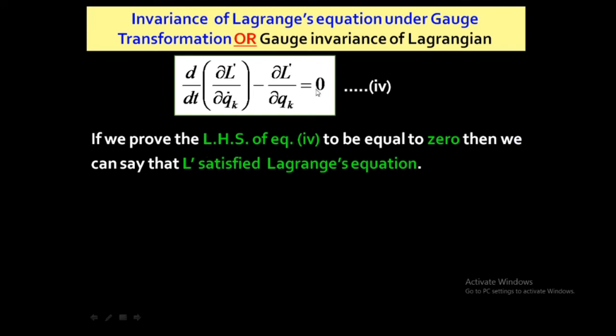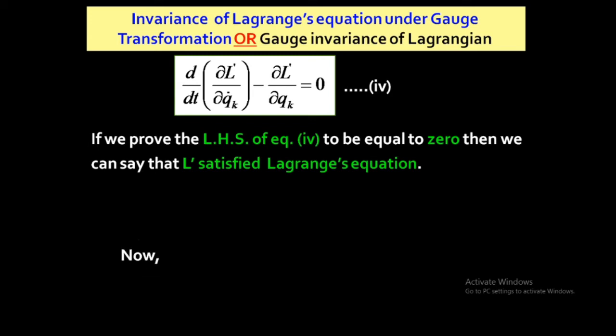I have written the 0 here, but we have to prove that after placing L dash in place of L, the value comes to be 0. To prove that, I consider the left hand side of the equation and show that it comes to be 0. Will it come 0 or not? I have to prove that.